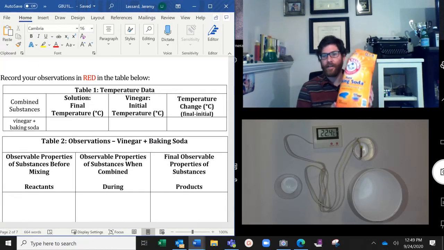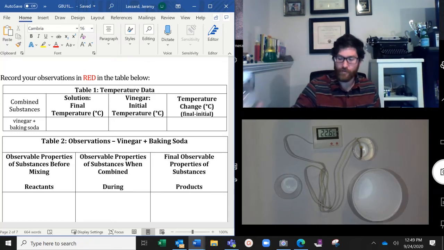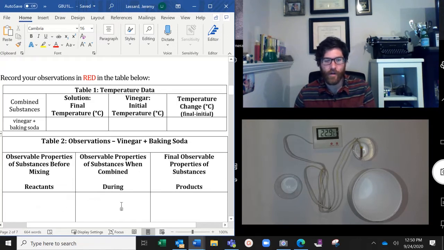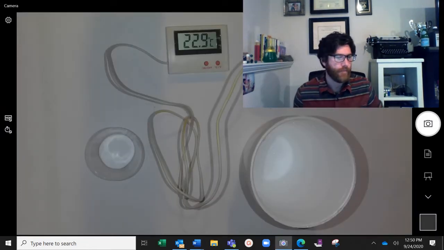All right, folks, we're getting ready to mix baking soda and vinegar. See what happens. So remember, we should be recording our observations in our lab notes under table number 1 and table number 2 for this procedure. Be sure to take the temperature before, during, and after, and make sure to make notes of the properties of both substances before they go into the reaction, what's going on during the reaction, and what we have after. Okay, so I'm going to go ahead and make this big so we can see this reaction.